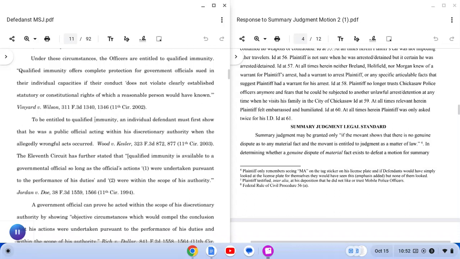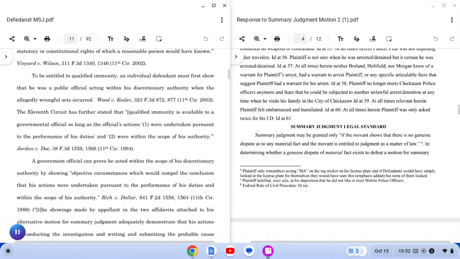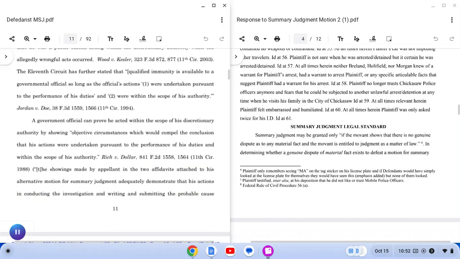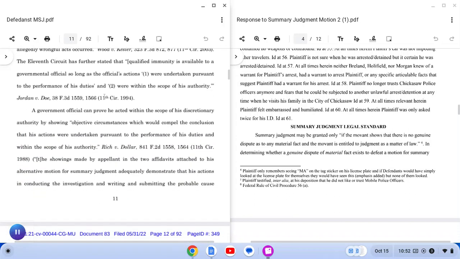To be entitled to qualified immunity, an individual defendant must first show that he was a public official acting within his discretionary authority when the allegedly wrongful acts occurred. Notice that you're going to see all these 11th Circuit cases. This is how you argue your case, y'all. This is how you do it.